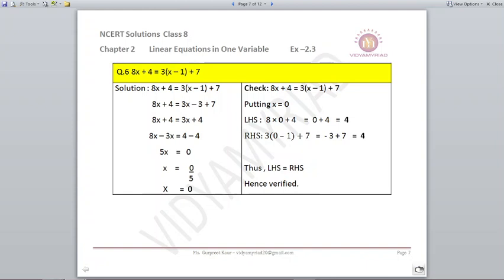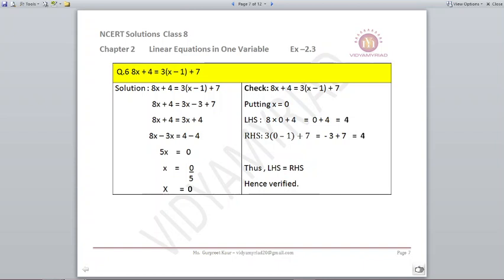Question number 6. 8x plus 4 is equal to 3 in bracket x minus 1 plus 7. The first and the foremost is you need to open the bracket which is given, 3 into x minus 1. So we will write the equation as 8x plus 4 is equal to 3 multiplied by x, 3x, minus 3 into 1, 3, plus 7. So 8x plus 4 is equal to 3x plus 4, minus 3 plus 7 gives you plus 4.